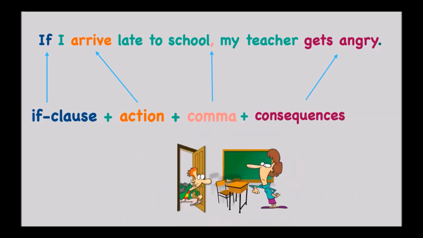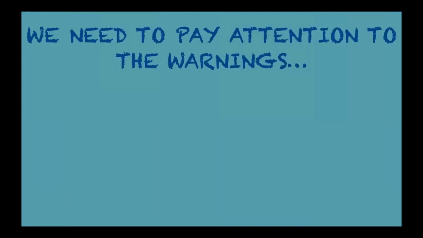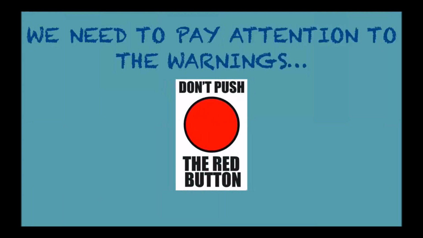Let's remember our first video. We talked about warning signs and prohibition signs. Now, let's ask ourselves, what if? We need to pay attention to the warnings, like this one. Don't push the red button. If we don't follow the warnings, things will happen, and maybe not good things.